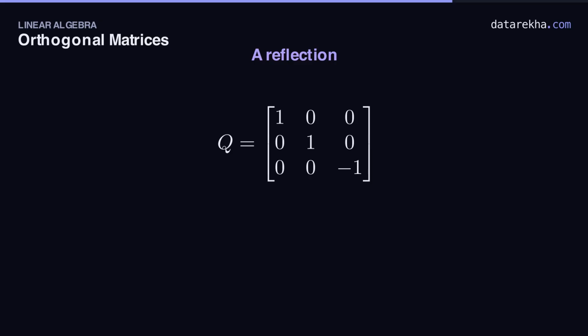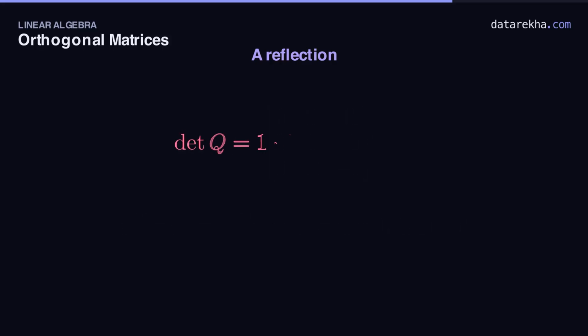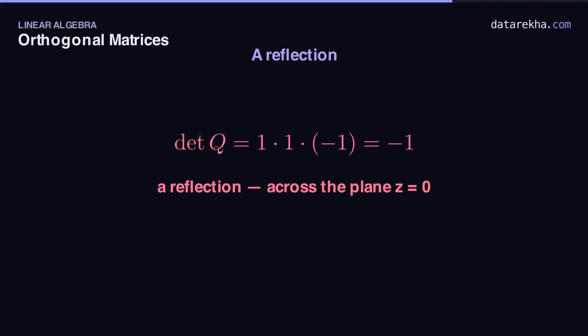A second example, a reflection. This matrix keeps the first two coordinates and flips the third, mirroring space in the xy plane. This one is symmetric, so Q transpose equals Q. Then Q transpose Q is just Q squared. Squaring the diagonal gives 1, 1, 1. The identity. So Q is orthogonal. Now the determinant. It is diagonal, so multiply the diagonal. 1 times 1 times minus 1 is minus 1. That minus sign is the tell. This orthogonal matrix contains a reflection across the plane z equals 0.